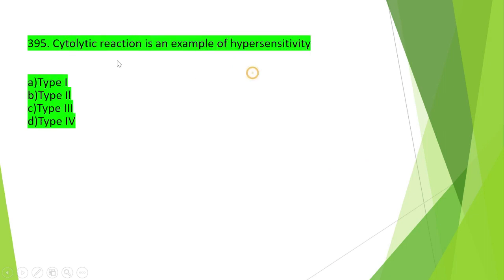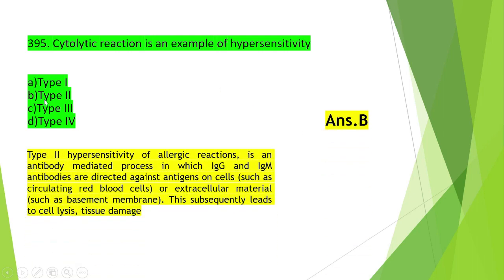Okay, so next: a cytolytic reaction is an example of hypersensitivity of type 1, type 2, type 3, or type 4, and the right answer is option B, that is type 2. So a cytolytic reaction is an example of type 2 hypersensitivity. Type 2 hypersensitivity, or allergic reaction, is an antibody mediated process in which IgG and IgM antibodies are directed against antigens on cells such as circulating red blood cells, or extracellular material such as basement membrane, and this subsequently leads to cell lysis or tissue damage.